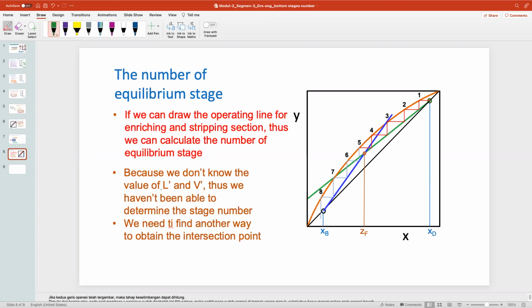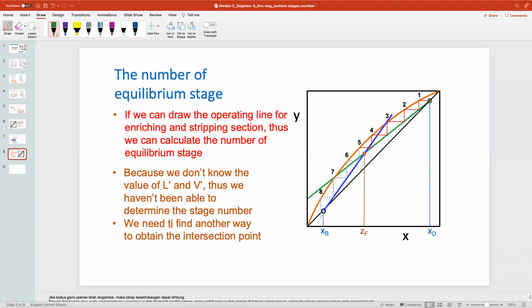Usually you can get XD from the problem. I think so. Usually it is always stated in the problem, okay? When designing a distillation column, they will always state it, because how do you design if you don't know the outcome?